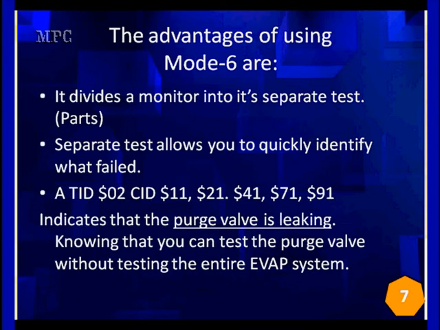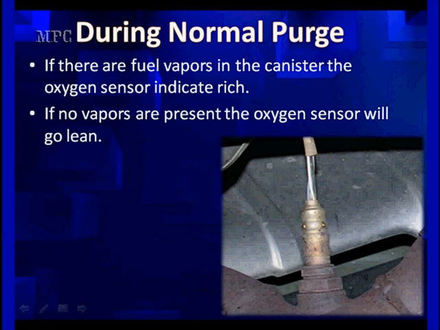We're going to show you exactly how this works with voltages in just a moment. I want to get you the idea of what's happening in the EVAP system first. We're saying during normal purge, if there are fuel vapors in the canister, the oxygen sensor should indicate rich momentarily.